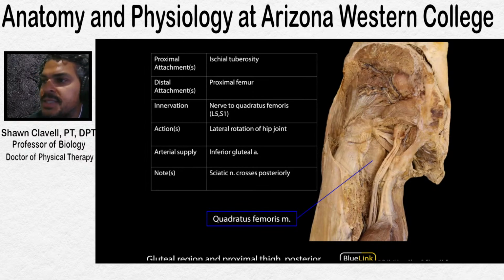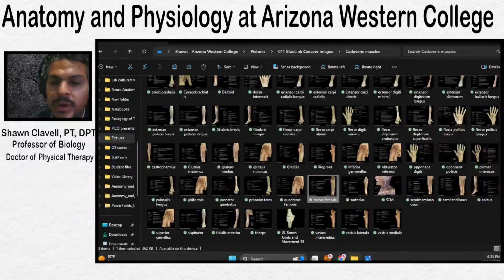And so you can see that there. It's got the proximal and distal attachment sites, and the action. So it externally rotates, or laterally rotates, the hip. Now you'll find these throughout a number of your resources.